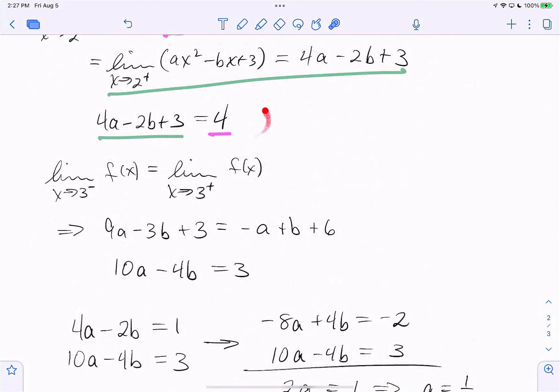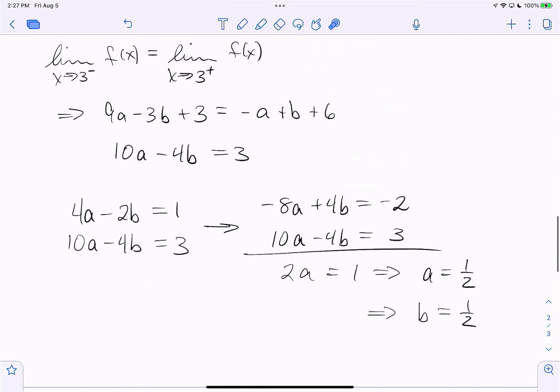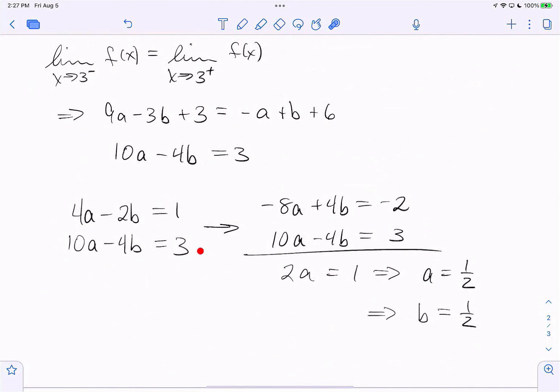Combining that with the previous equation, in which I've also collected like terms, gives me a system. So I have 4a minus 2b is equal to 1, and 10a minus 4b is equal to 3. And eliminating b and then solving for a and back substituting gives me that a is 1/2 and b is 1/2. Now that's the end of the problem, but we're not quite done with this.